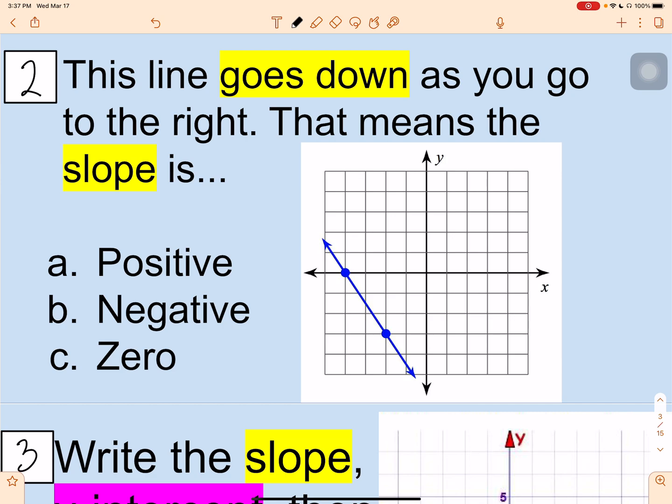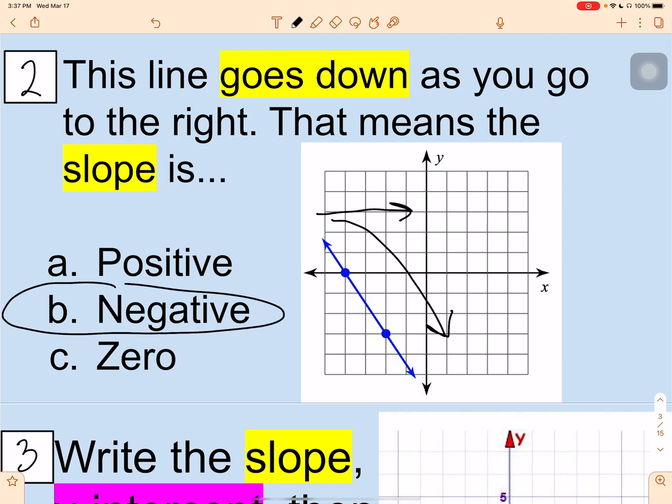All right, so this one says this line goes down as you go to the right. So from left to right, the line is going down. That means the slope is positive, negative, or 0. What would you say that the slope is? Hopefully you said negative. This one is negative. So positive would look like this. Negative is going down. If a slope is 0, that means it is a flat line. It has no slope. Okay?